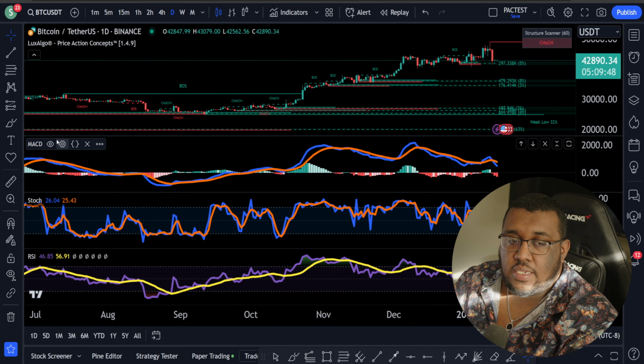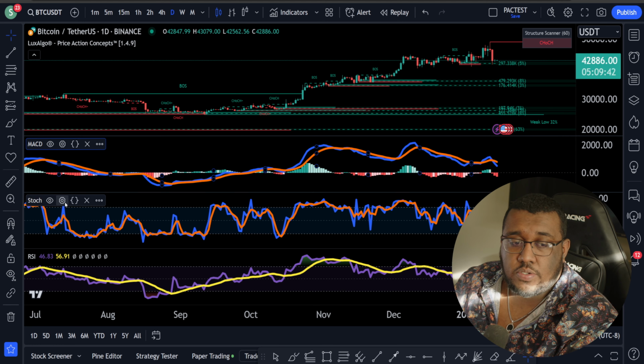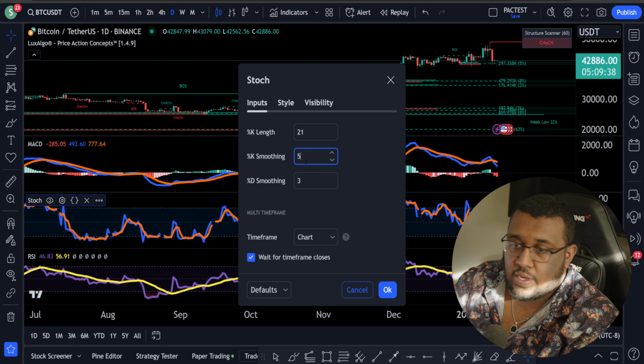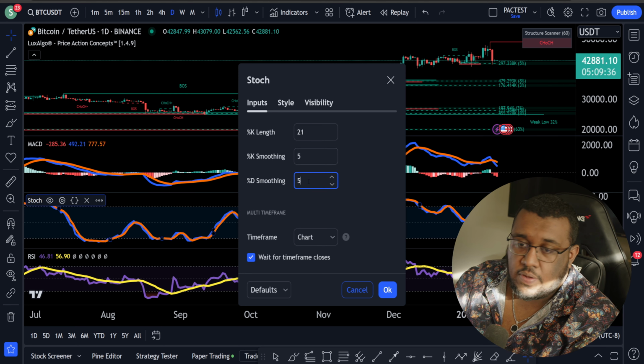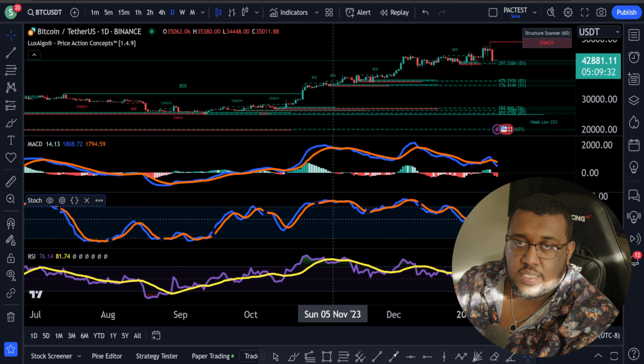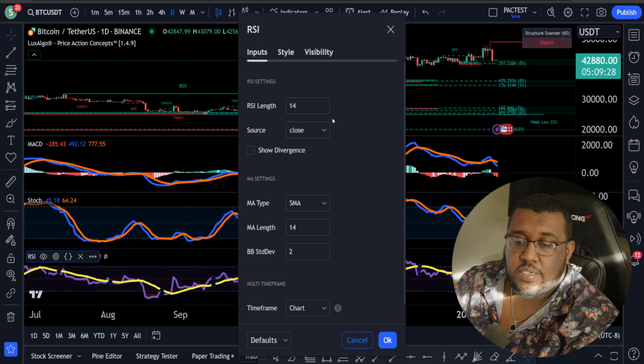Now, for the MACD, you want to make sure your settings are the standard ones of 12, 26, 9. Those are going to be perfect. The stochastic, you're going to want to change up to 21, 5, and 5. It smooths it out a little bit, so it's less choppy, basically giving you fewer false signals. And the RSI right here, you can keep at 14. If you guys want to, you can change the MA settings, but for this example, most of you do not have to.